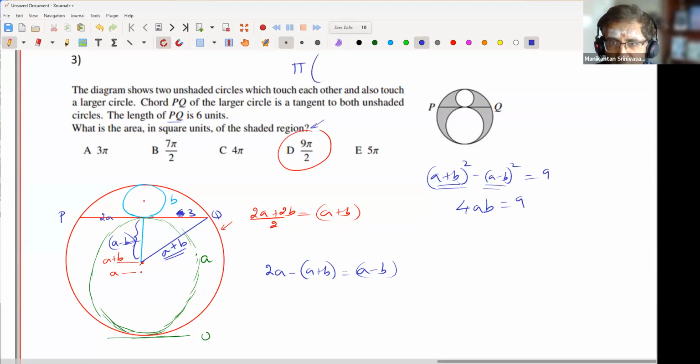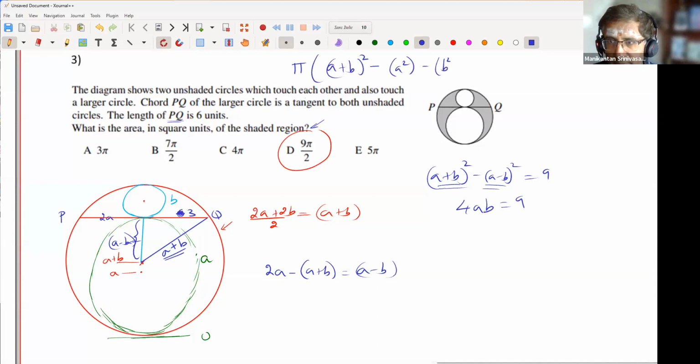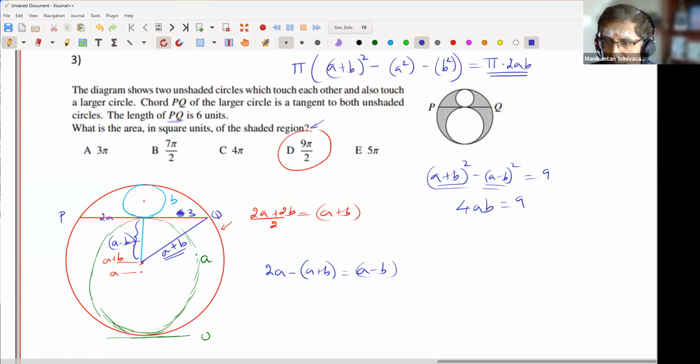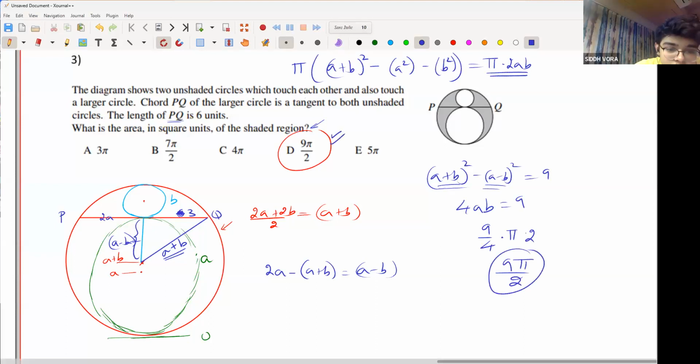The shaded region is the big circle, pi times (A plus B) whole square, minus the small circle, minus the medium circle. That will leave only a 2AB here. Pi into A square and B square will get cancelled. Pi into 2AB, and I have my AB as 9 by 4. So it's 9 by 4 into pi into 2, which is 9 pi by 2. Easy question, right? Can you just say, have you got A minus B as the height?